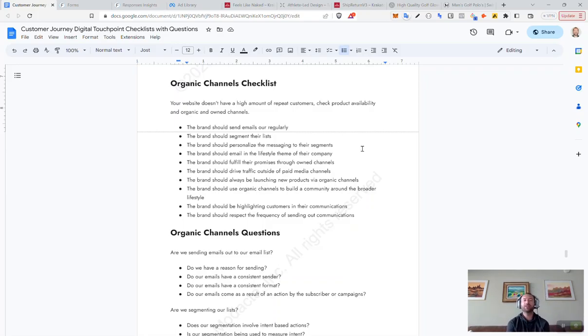Brands should email in the lifestyle theme of their company. Sometimes people aren't in the mood to buy stuff, but they're subscribed, and as long as you keep it light and airy, relevant to the lifestyle that you employ and that you're pushing out there, people are still going to be interested in what you're doing.